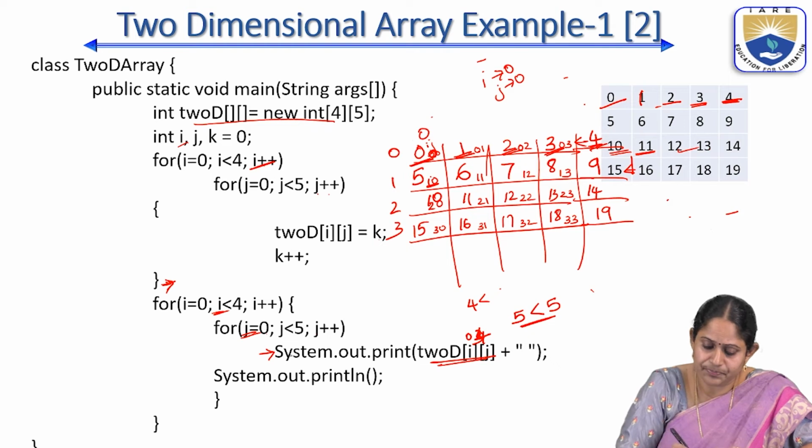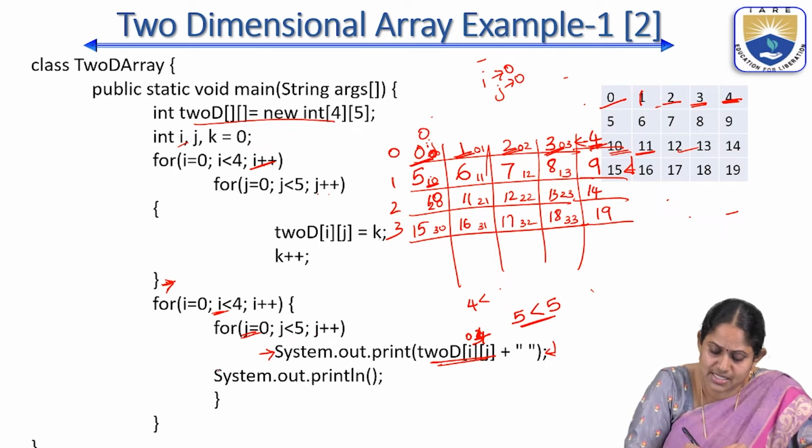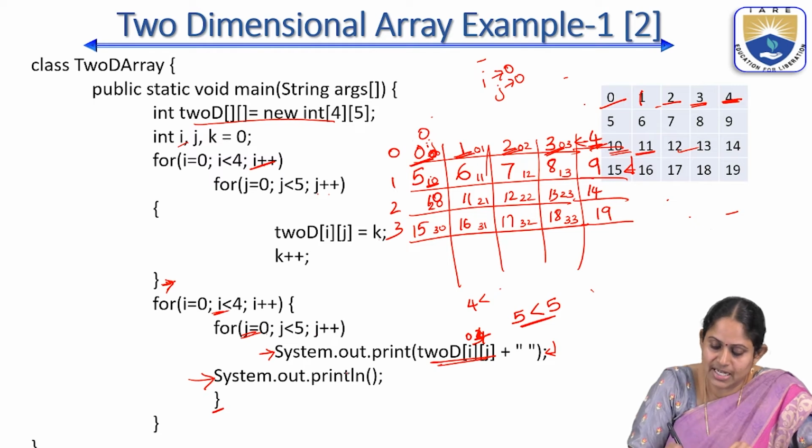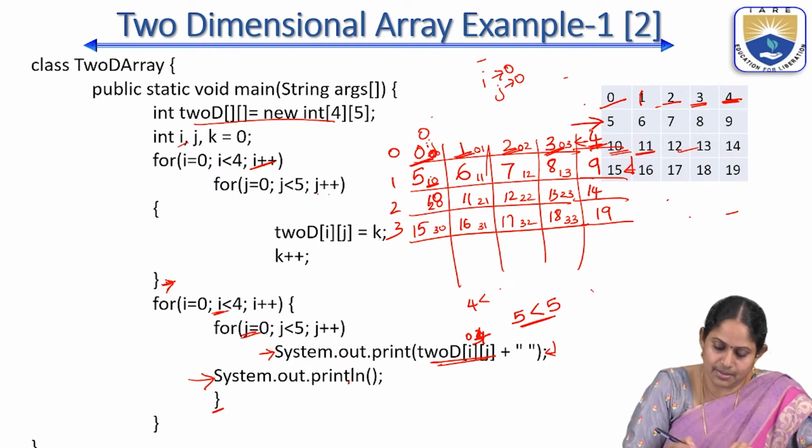At this point, the j loop closes. So once the j loop completes, it will print a new line. It is coming out of the j loop, but it is still inside the i loop. So before reaching the closure of the i loop, it has to print a new line. So the control will come here, and then the i loop is incremented. So now i is 1.